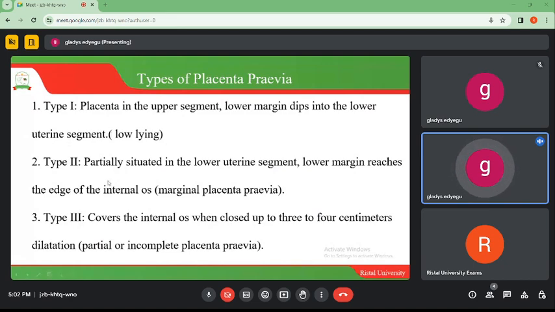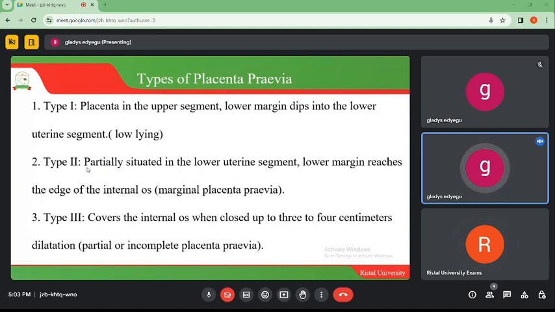Then type 2, partially situated in the lower uterine segment. So the lower margin reaches the edge of the internal os. This is the marginal placenta previa. They say marginal because it is just at the margin, at the edge of the cervical os, which has not covered the whole os, and that's why it is called the marginal placenta previa.